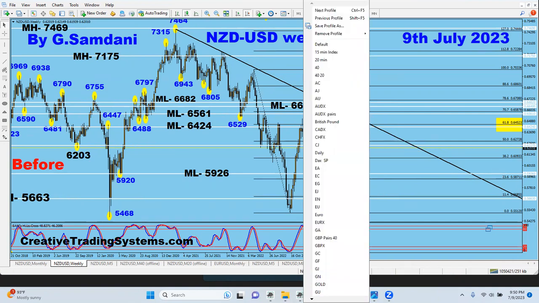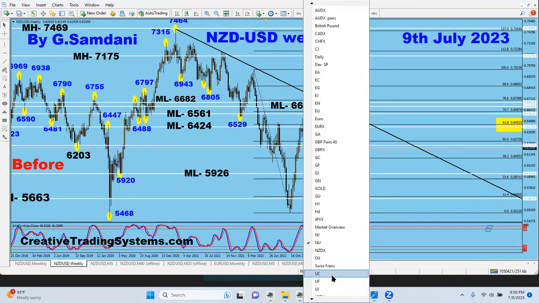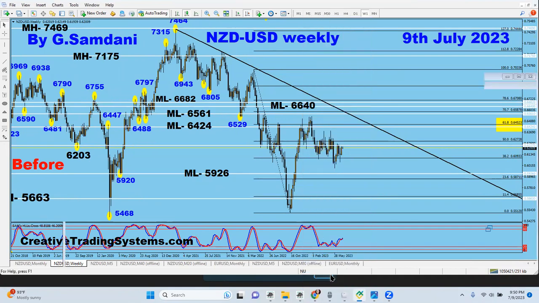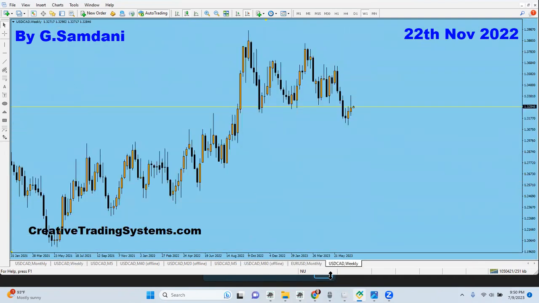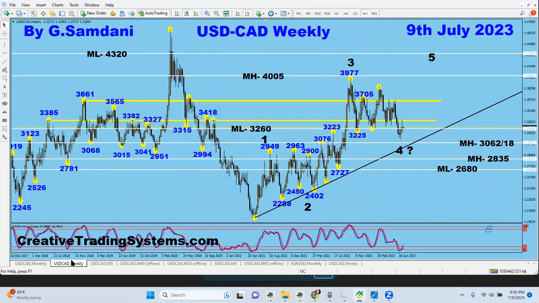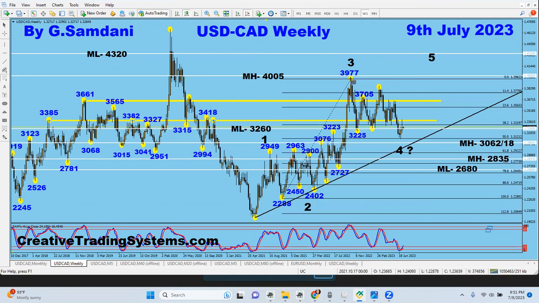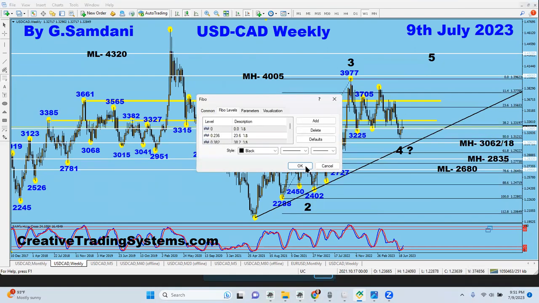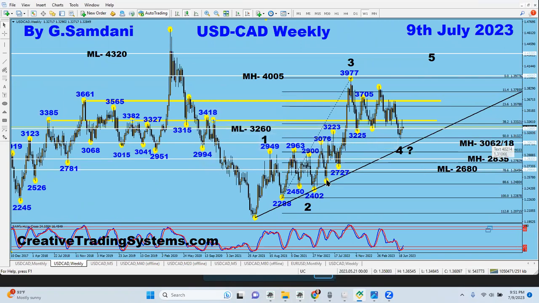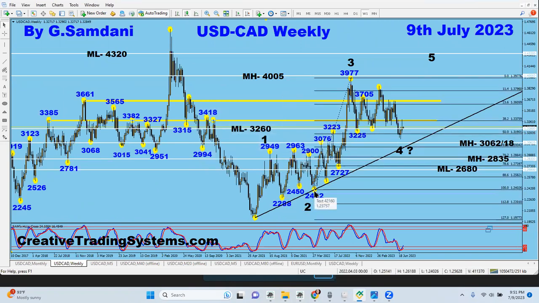Now, the other 3 pairs that are supposed to go down, first USD CAD, and with that USD CAD, we can see that the weekly chart is saying 1, 2, 3, and this is wave 4. Now, wave 4 is supposed to be finishing here around 38%. So if we say that from here to here, you can clearly see that it's more than 38%. It is touching 50%.